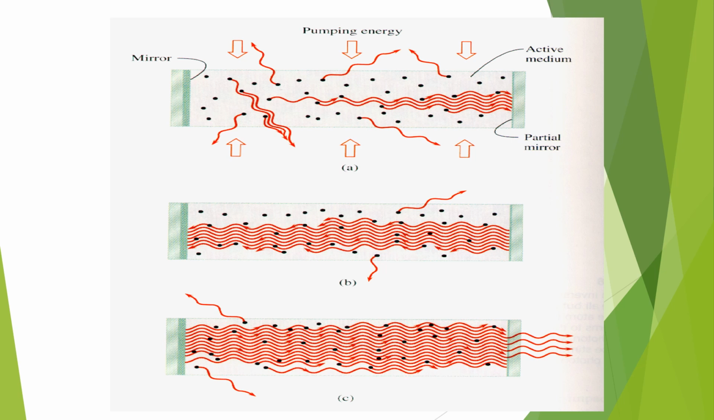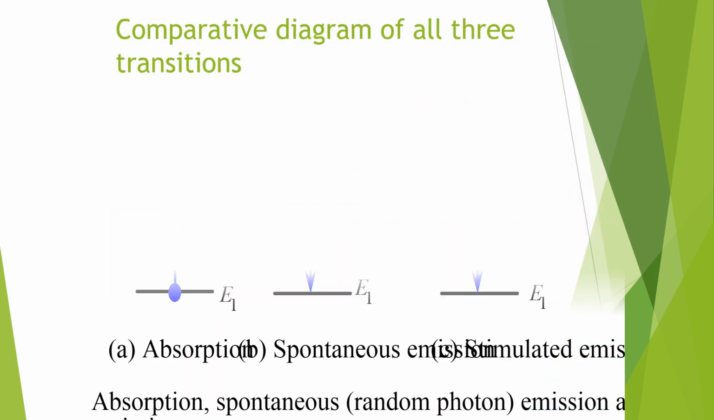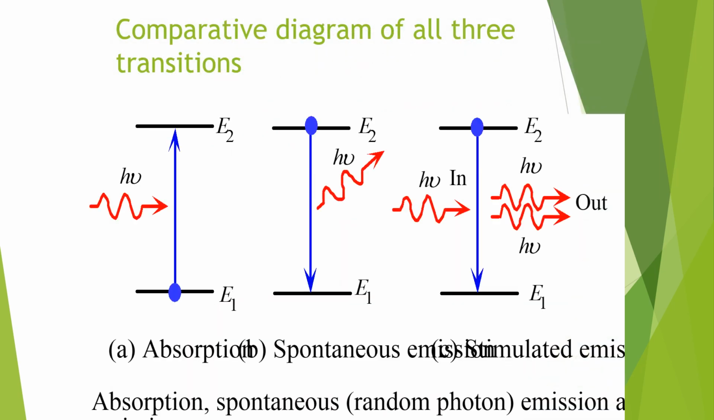In the tube, you can see the laser light emits out from the partially silvered surface, and spontaneous emission is decreased, and that ratio will become very small as compared to the stimulated emission. We can also explain this phenomenon by the comparative diagram. The same thing I'm going to explain with this diagram.